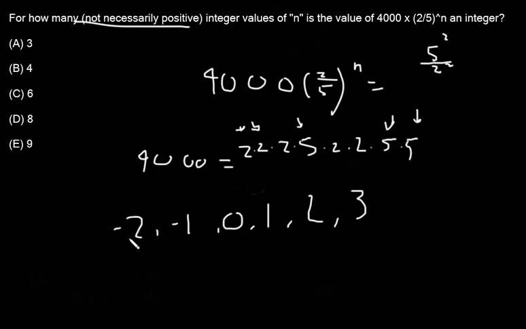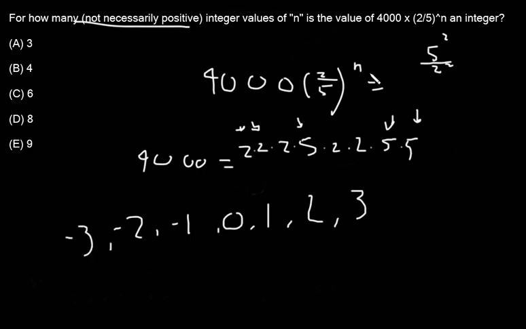We can go to -3. All right, if we go -3, take the reciprocal. It would be 5 to the third power over 2 to the third power. And 2 to the third power is 8. And 8 is a factor of 4,000 because we have 1 2 right here times another 2 times another 2. All right. We're flying through this.